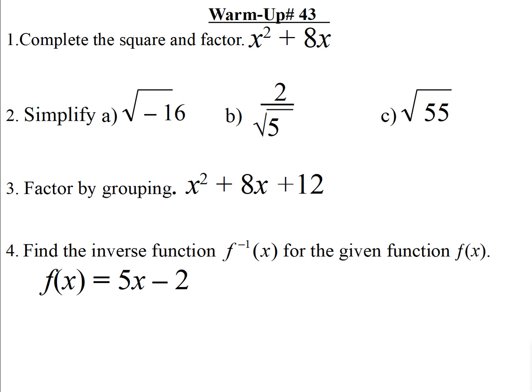Number 3, factor by grouping. They give us a trinomial, x squared plus 8x plus 12. Number 4 reads find the inverse function f inverse of x for the given function f of x. The original function that they give us is f of x equals 5x minus 2.